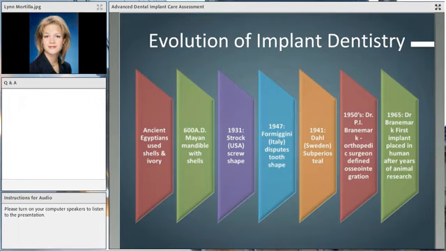And the explosion started early in the 50s and 60s when Dr. Brånemark placed some implants and did some research studies. And it was in the late 60s and the early 70s that dentistry really started to adopt dental implants. And it met with quite a bit of resistance in the beginning. People were unsure of it. It was a new technique. People wondered if it was experimental. Nobody was really sure where the science was going to take us.